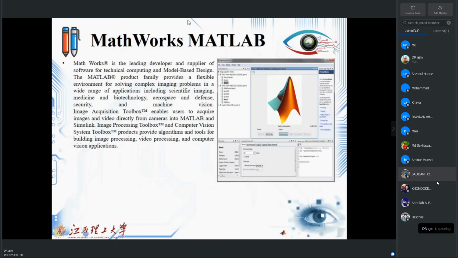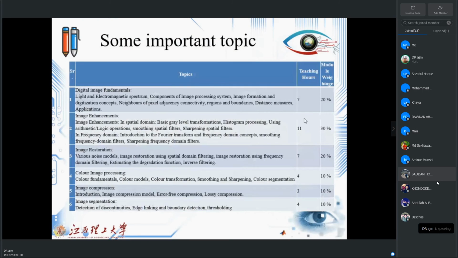Okay, maybe some of you are interested to know the topics that we will cover. First, we will talk about digital image fundamentals: light, the electromagnetic spectrum, some parts of the eye, some main topics, and some main concepts regarding pixels, regions, boundaries, distance measures, and some applications.